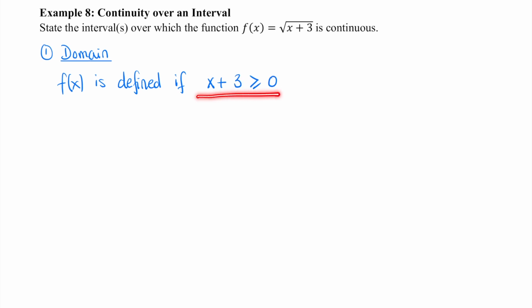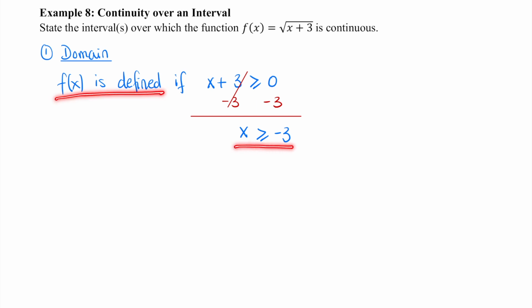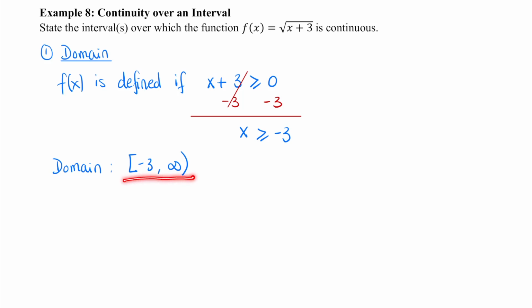And we need to solve for x from here. So I'm going to subtract 3 from both sides. So f of x is defined if x is greater than or equal to negative 3. This is my domain. Here is the domain in interval notation. I use a square bracket here because negative 3 is included.